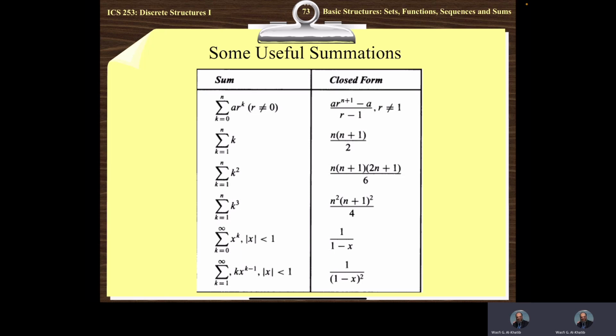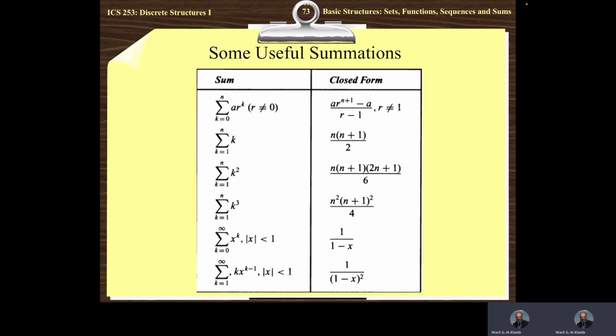In fact, I'm not sure why the author of our textbook insists on putting the a. The a I can take it outside. I memorize sigma r to the power k from k equals 0 to n is basically r to the power n plus 1 minus 1 over r minus 1. I don't know why he added a, but anyways, we'll add it.